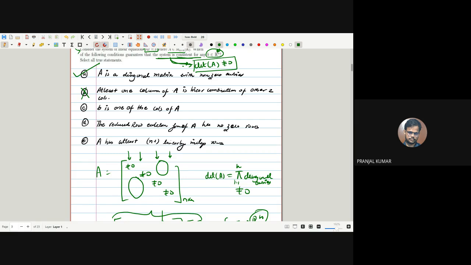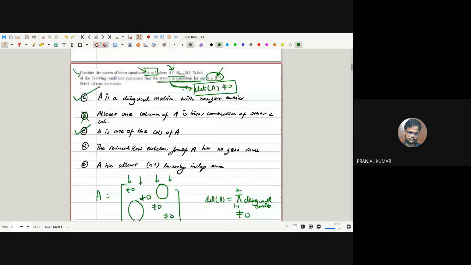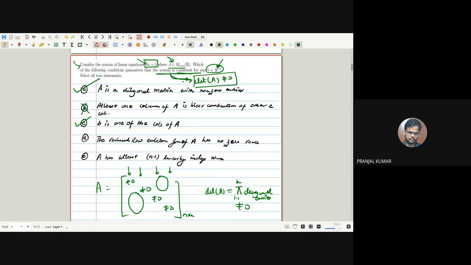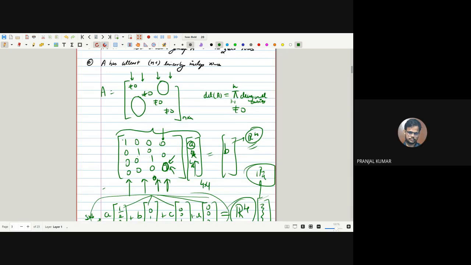Okay, B is one of the columns of A. So this is true. I told you. B can be one of the columns of A. Okay. One more thing.